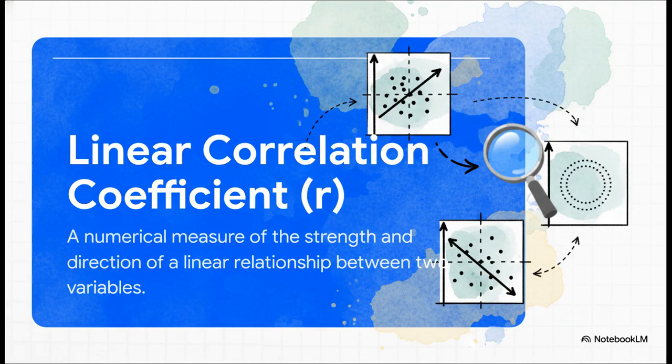Well, it's this awesome single number that tells us two critical things. The direction, is it positive or negative, and the strength, how tight is the connection. And notice that word in there, linear. This is super important. R is a specialist. It only measures the strength of straight-line relationships.